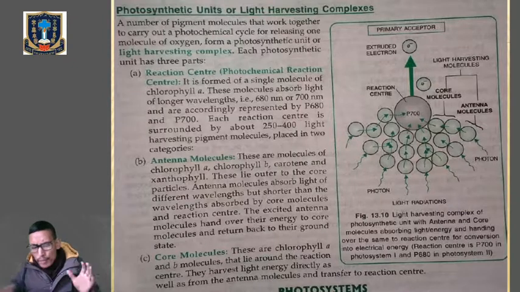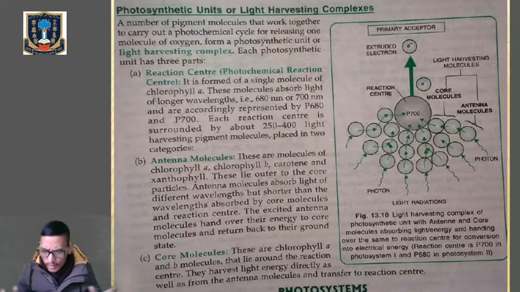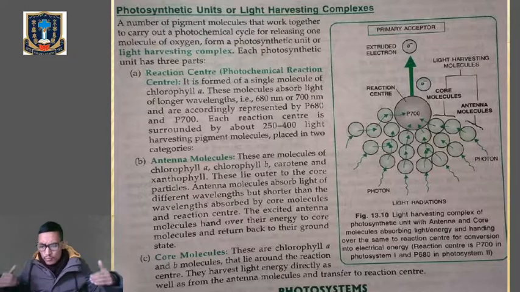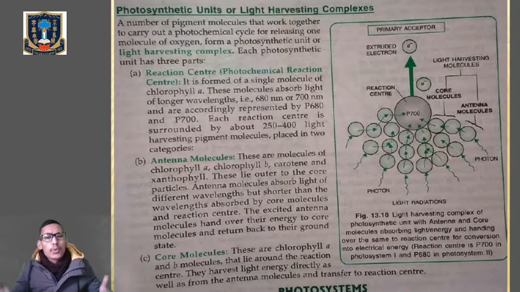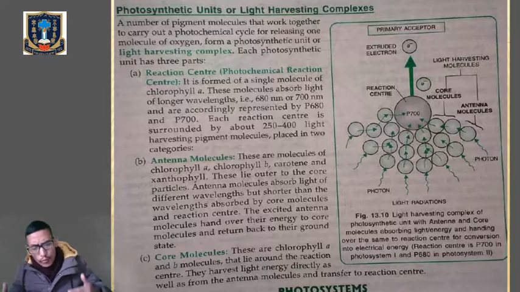So a number of pigment molecules work together to mainly release one molecule of oxygen. So we have got different types of pigments. We have got a number of pigments working together to carry out the process of photosynthesis, to carry out the photochemical reactions to release the molecule of oxygen.